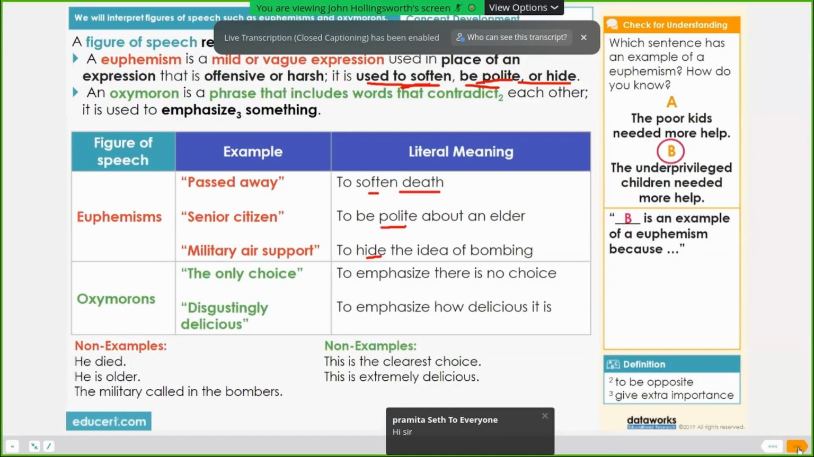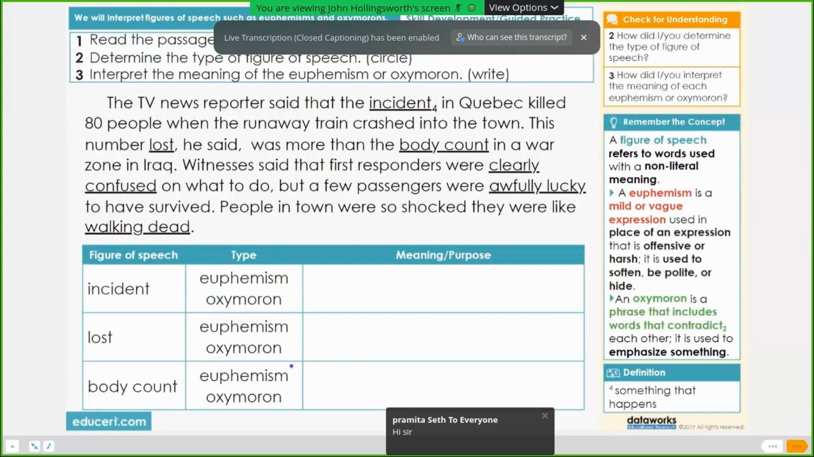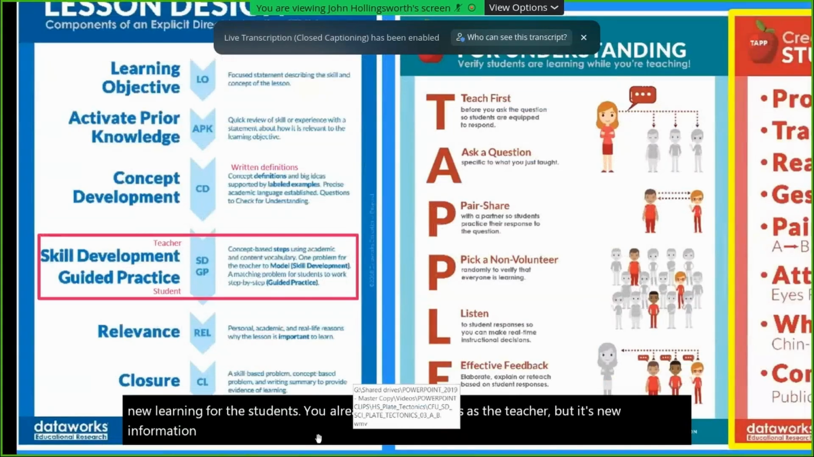And if we look back in our lesson here on figurative language, you can see we have examples. So we're going to go in here now, one for the teacher to do, and then the students. And you can just kind of go back and forth, teacher, student. And as you progress through the lesson, it's called the slow release. You don't need to do every other problem anymore. The students are getting more proficient. But that initial learning, remember, this is new learning for the students. You already know all of this as the teacher, but it's new information for the students.